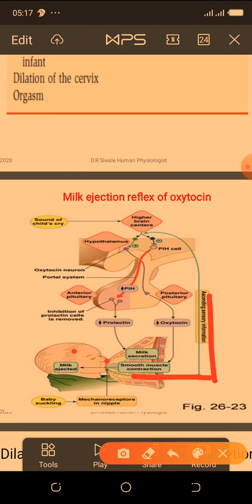And the oxytocin, once it is released, there's also communication with the posterior pituitary gland where there is further secretion of oxytocin. Then oxytocin will move in the bloodstream, and it has its receptors on the myoepithelial cells of the breasts, and it will cause contraction and milk comes out.